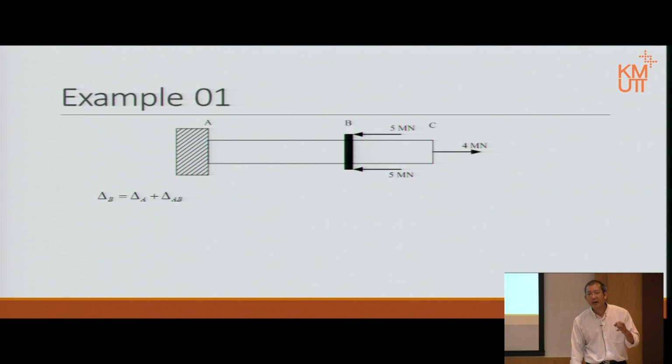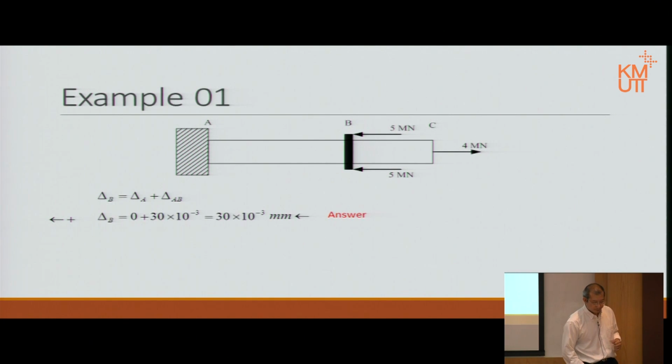Delta A: A doesn't move, right? A is on a fixed support. Therefore, A does not move, A stays still, so delta A is equal to 0. Then, if A stays still and AB becomes shorter, B has to move towards A. B has to move towards A. Therefore, it shrinks, and the movement is equal to that extension. So that is the movement of point B.